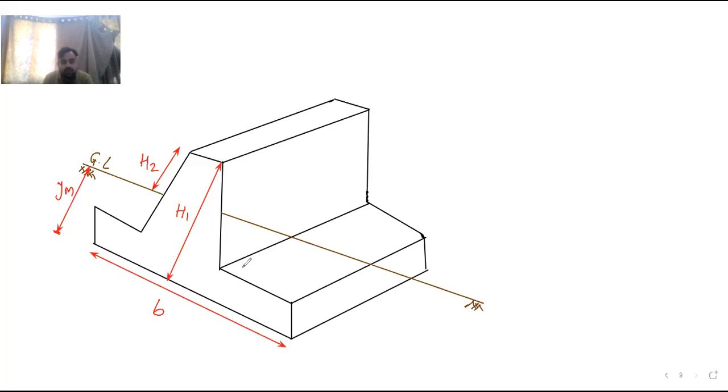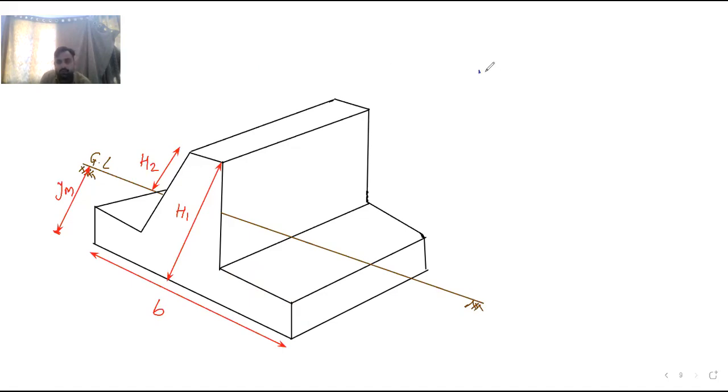Okay. Now this side is the heel slab projection, and this is the toe slab projection. Heel slab projection and toe slab projection. Here it is the toe slab projection. This side is called the toe slab projection. This is the heel slab projection. Okay, heel slab projection. So here some formulas are there that need to be remembered.